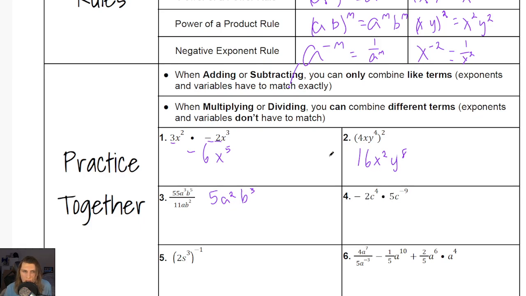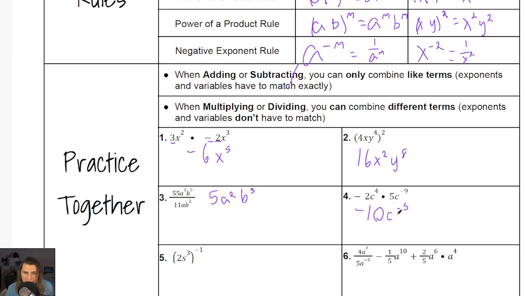Number 4, it's similar to number 1, but now we have a negative exponent, and we don't have to do anything with it right now. But if we get an answer with the negative, I'll show you what we need to do. So we have negative 2 times 5, that's negative 10. C to the 4th times c to the 9th. Remember, we're going to add these exponents together. So that would give us c to the negative 5th.